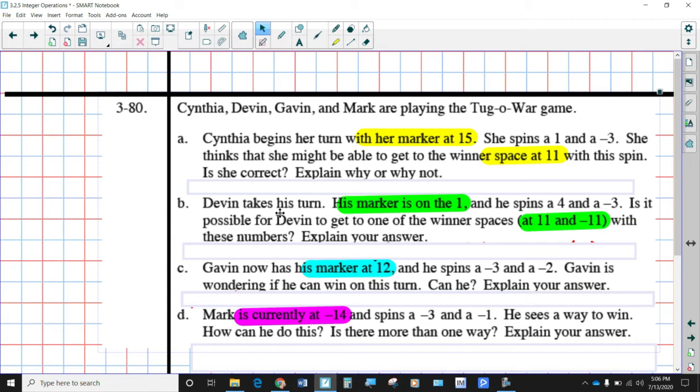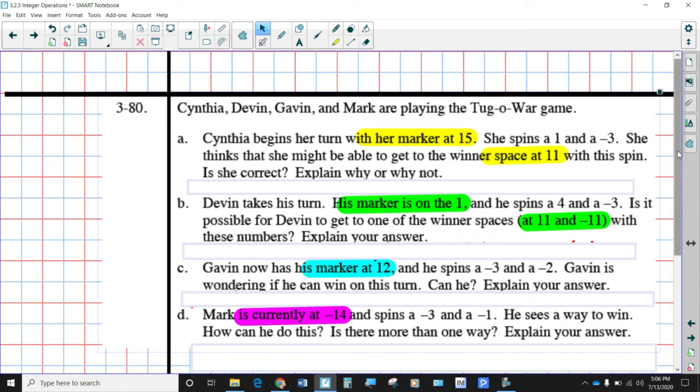For B, Evan takes his turn. His marker's on the 1. He spins a 4 and a -3. Is there any combination of operations with a 4 and a -3 that could either get her or him to 11 or -11? Gavin is on 12, and he spins a -3 and a -2. Gavin is wondering if he can make it to either 11 or -11. And then Mark is at -14, and he spins a -11 and a -1.